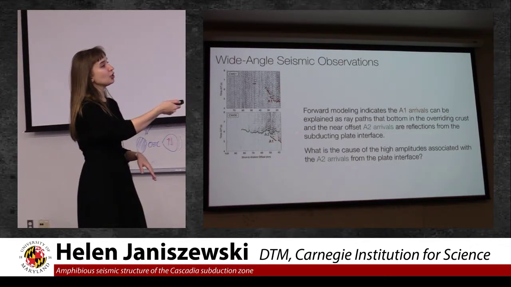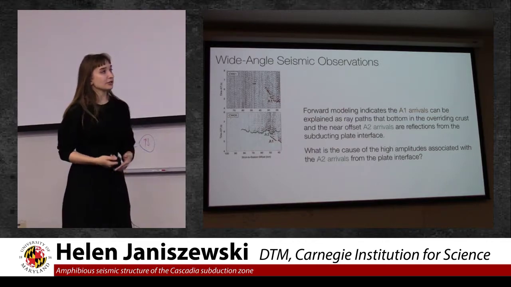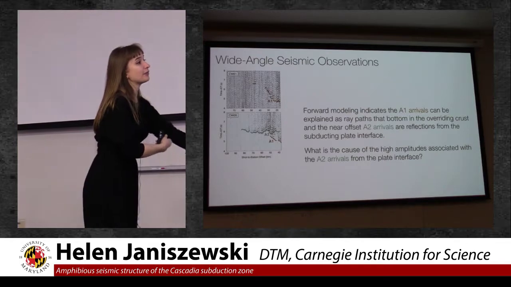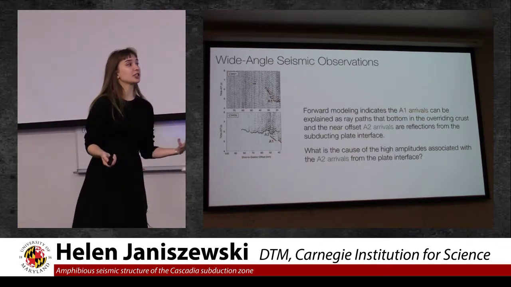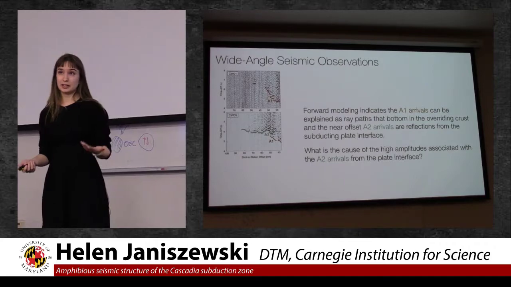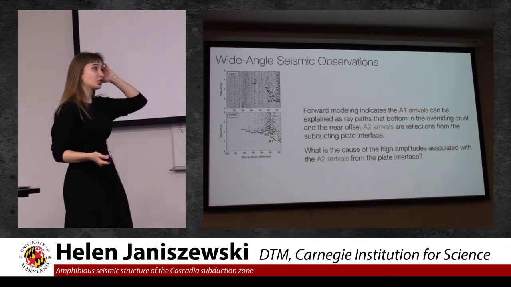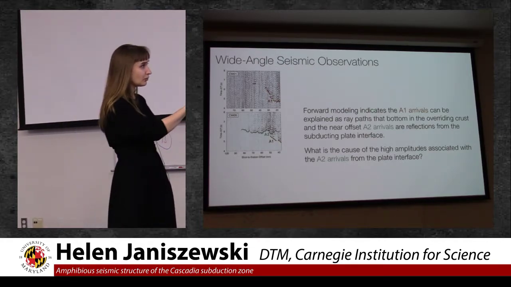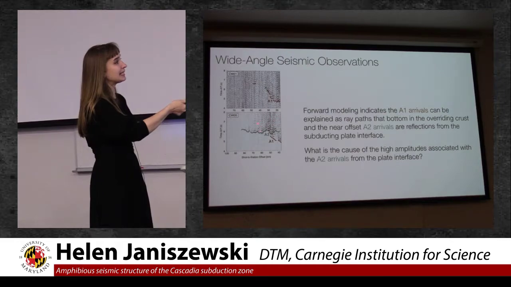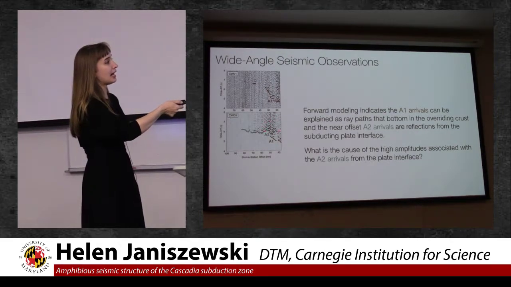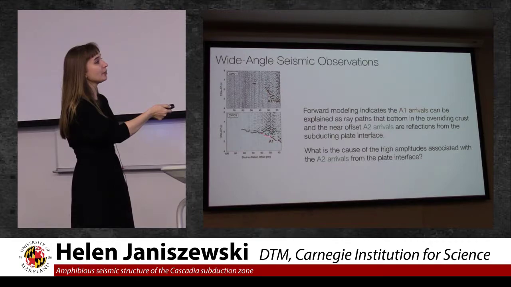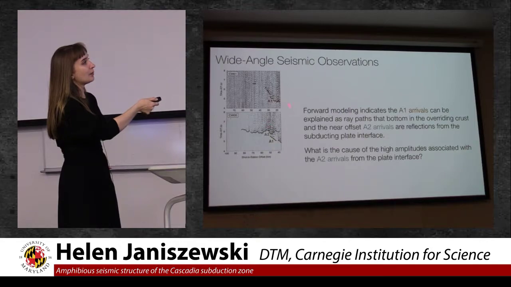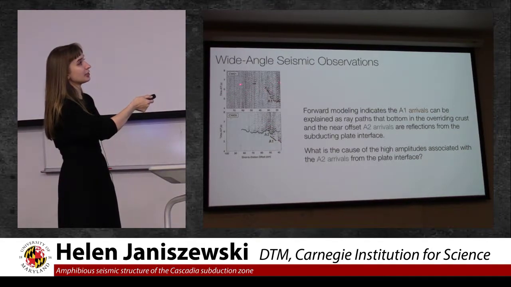However, these A2 arrivals are modeled as reflections off the subducting plate interface. We do a series of tests to see if they can be explained as reflections off of the subducting Moho, and they can't, based on what we know about what the velocities should be. They really have to be reflections off of the plate interface. If you notice, there are particularly high amplitudes at near offsets that seem to die out. Also, you'll notice that this feature is seen on this station, but it's completely absent on this station.